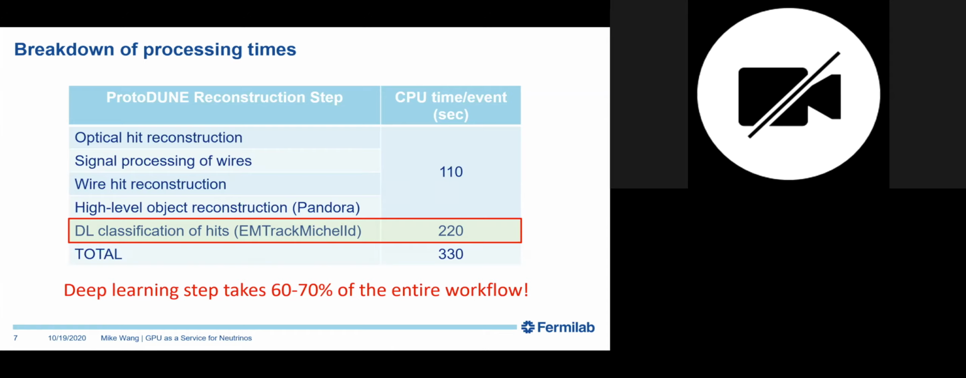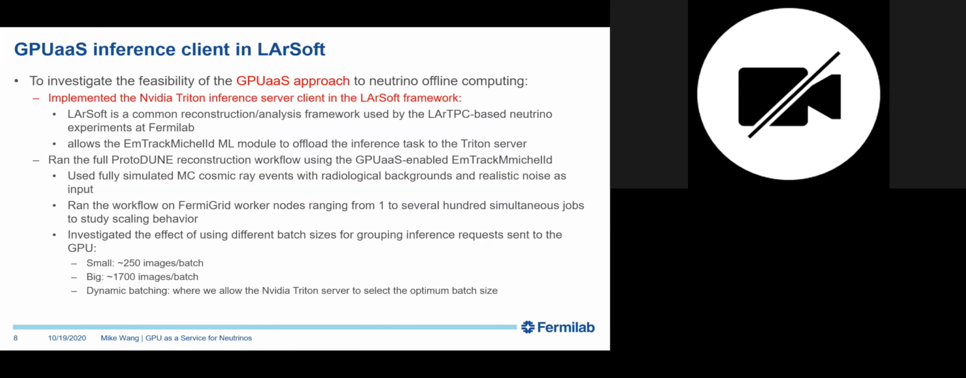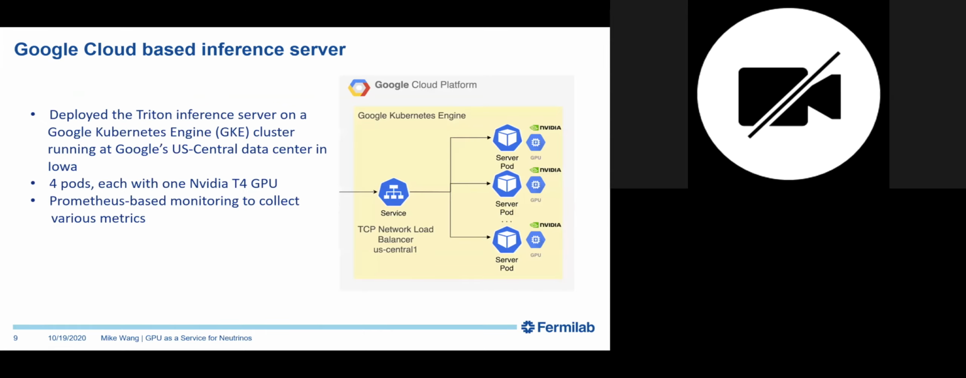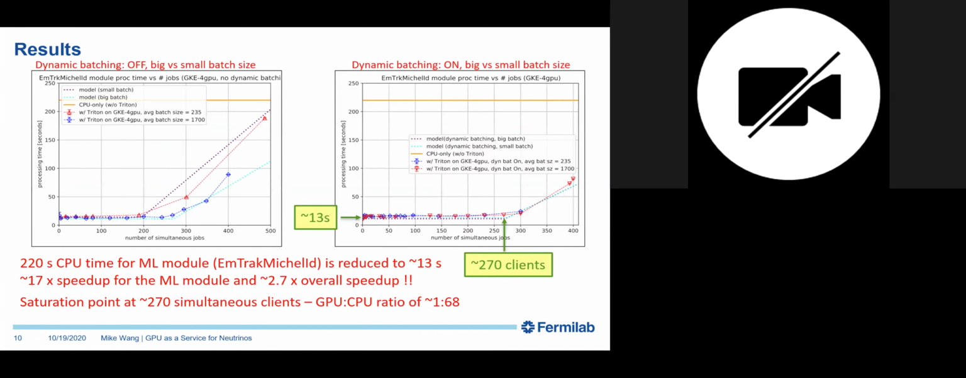So in order to address this, we adopted the GPU as a service approach, which abstracts the inference task as a web service. So in practical terms, we implemented the NVIDIA Triton inference server client within the LArSoft framework. LArSoft is a common set of tools used by all the liquid argon TPC-based neutrino experiments at Fermilab. And on the server side, we implemented the server in the Google Cloud Platform by deploying a Triton inference server on a GKE cluster with 4 NVIDIA T4 GPUs. So here are the results.